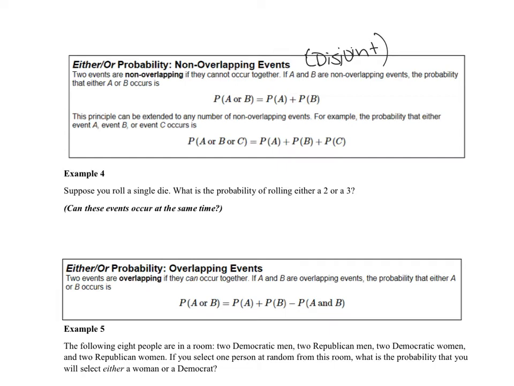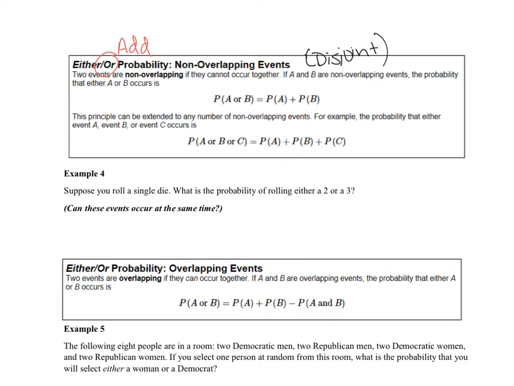Don't get that confused with independence. Independence means if one happens, the other one can still occur. They have no effect on each other. Disjoint means if this one occurs, then the other one cannot occur. And if that happens, we can add probabilities. So, or statements really mean to add, just like and statements really mean to multiply.